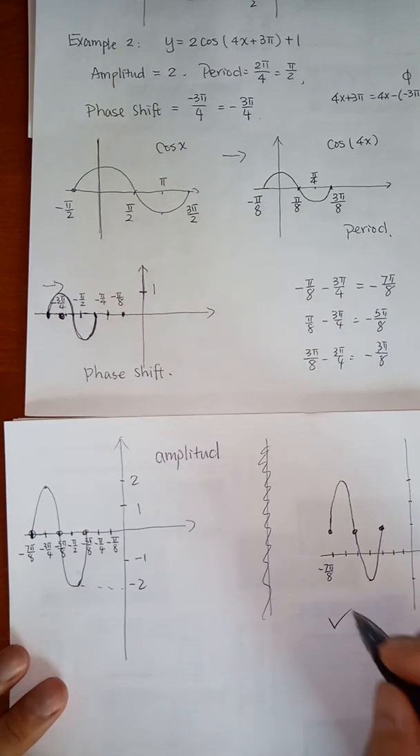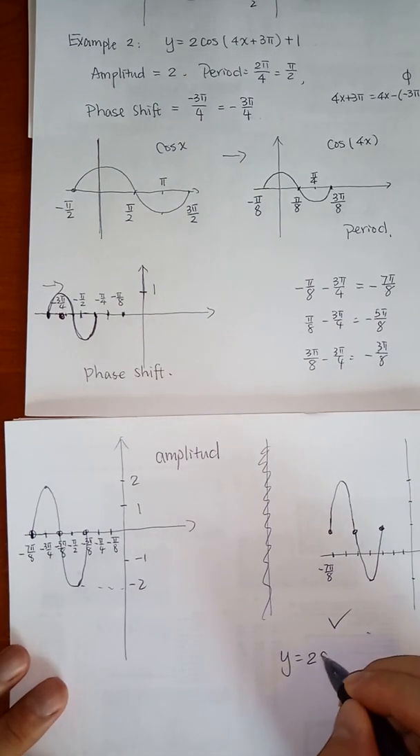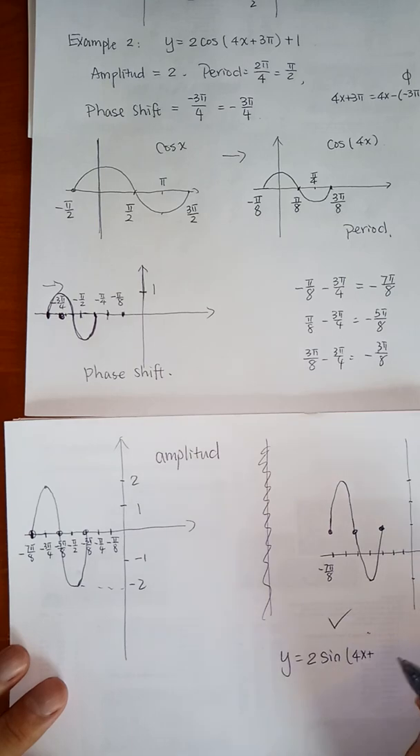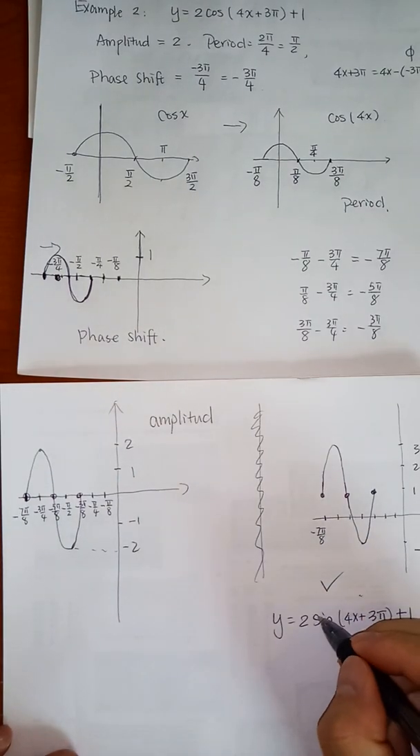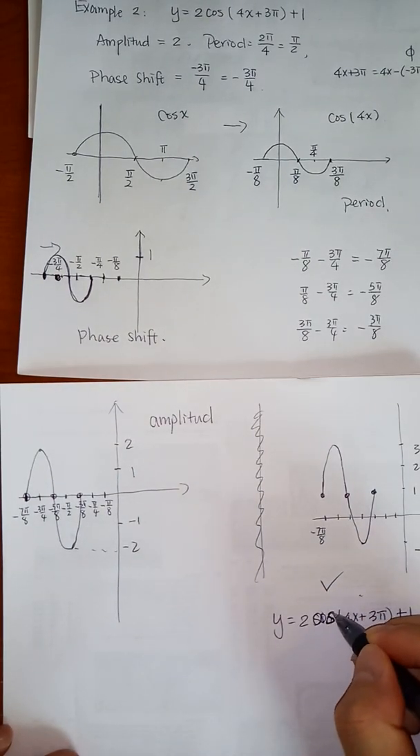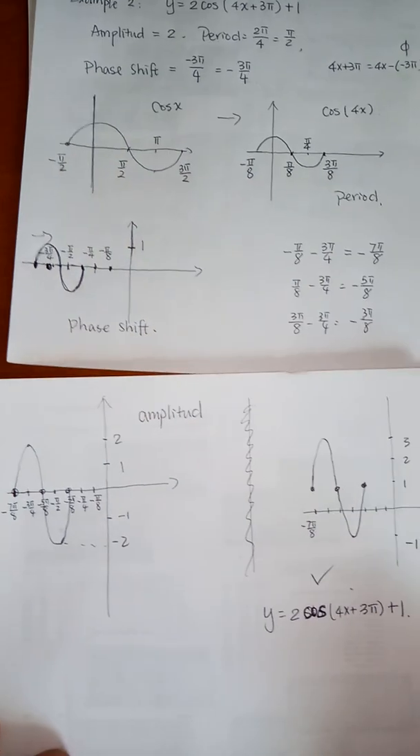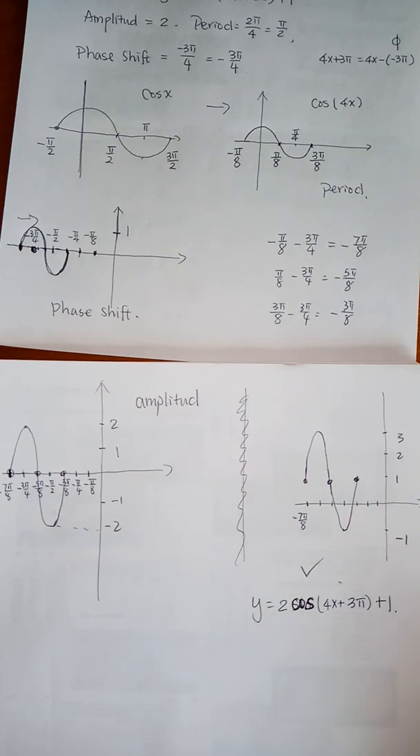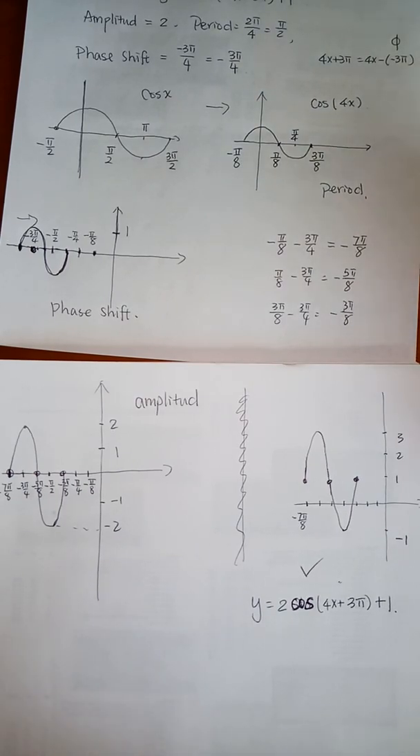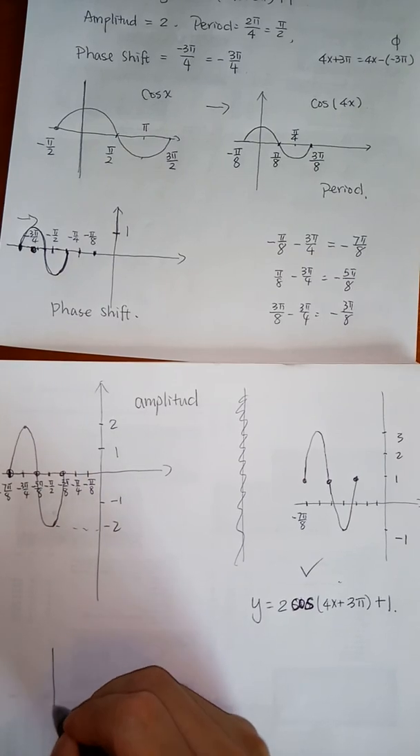This is a new graph, the correct graph. Y is equal to 2 times cosine of (4x plus 3 pi) plus 1. Here is the complete step. Surely we can use the key points to graph it. So same thing. You want the cosine.